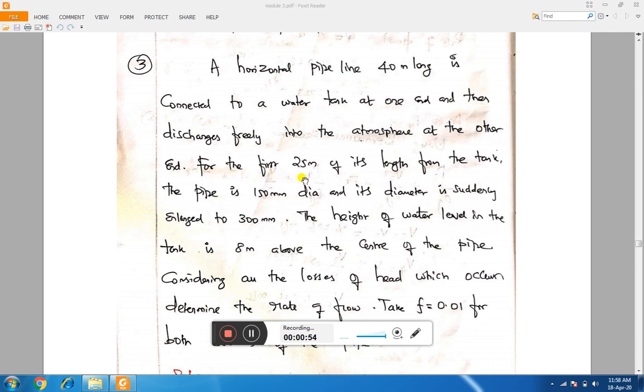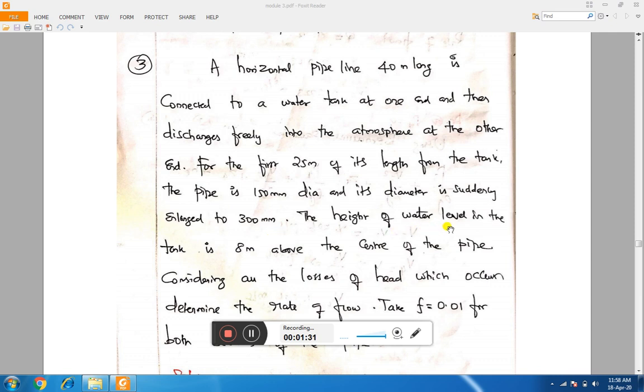So for the first 25-meter of its length, so out of this 40-meter length, for the first 25-meter of the pipe from the tank, the pipe is 150 mm diameter, and its diameter is suddenly enlarged to 300 mm for the rest of the length of the pipe. So out of 40-meter length, 25-meter length is having a diameter of 150 mm. The remaining length, that is 15-meter, the diameter is increased to 300 mm.